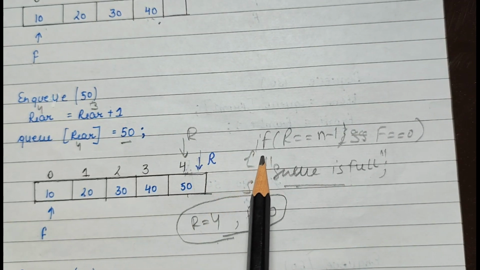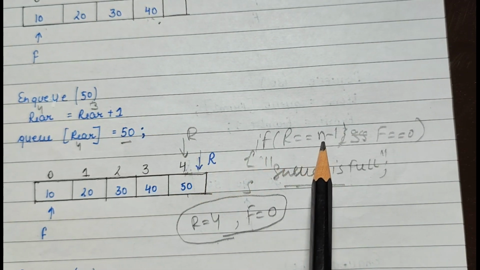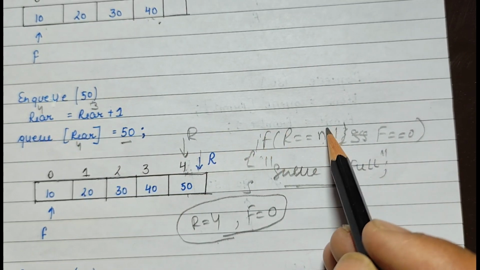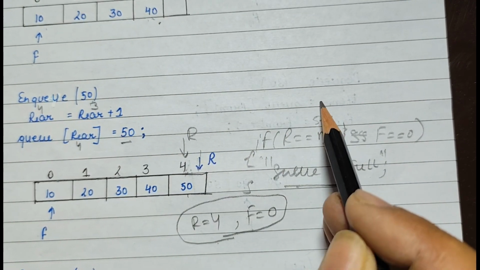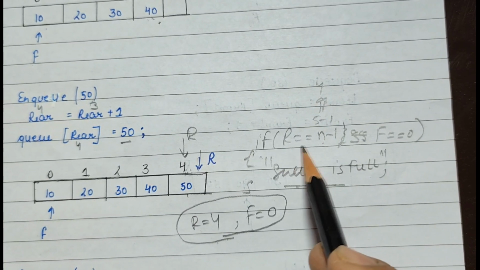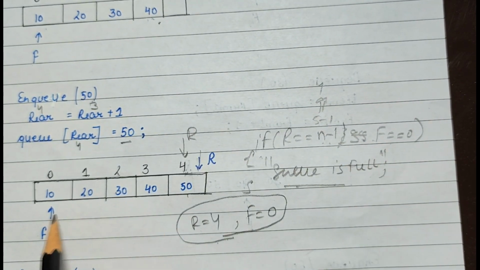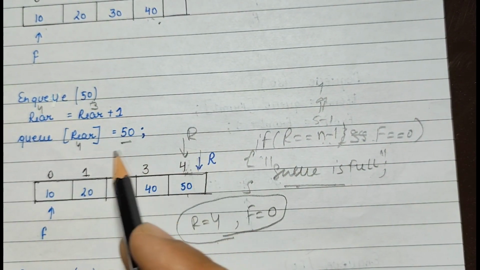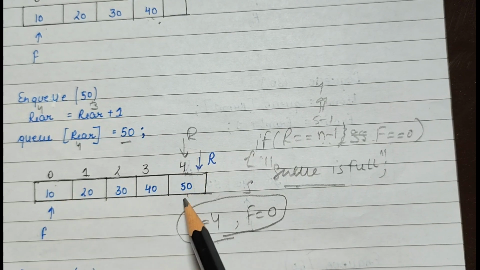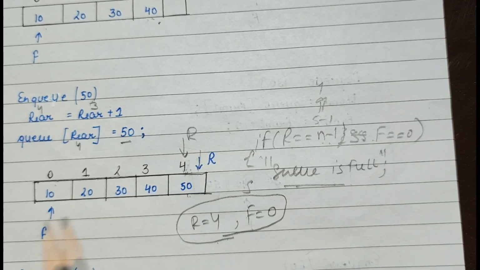If this condition is satisfied, if rear has a value n minus 1, because n has the value 5 here, 5 minus 1, 4. If rear is equal to 4 and front is equal to 0, you can check here. Front has a value 0, rear has a value 4. So I hope everyone is clear on when the queue is overflow and how to perform the enqueue operation. I hope everyone understood. Okay.